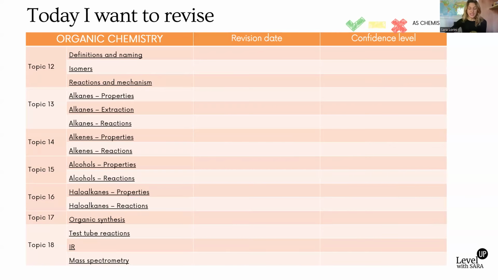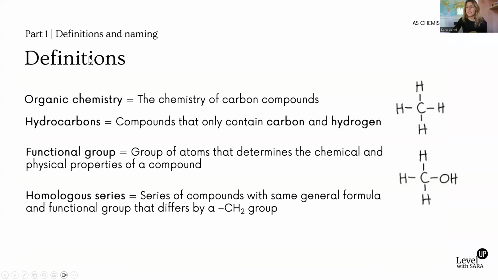Today, we will revise organic chemistry, and it seems like there are a lot of topics, but you will see there are not. And I'm going to highlight mostly the basic concepts of organic chemistry, because if you know the basics, then trust me, you can work out any mechanism. Okay, so the first step is to be clear about organic chemistry.